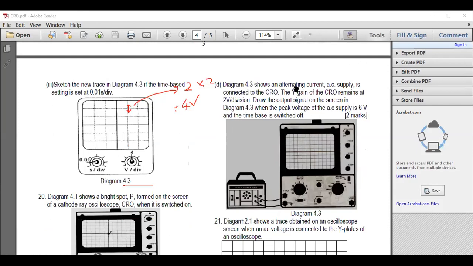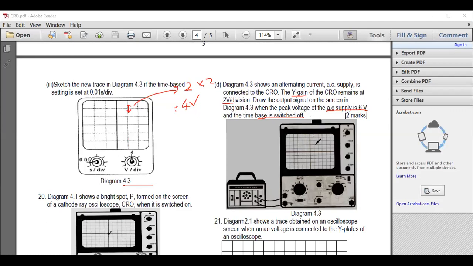Diagram 4.3 shows an alternating current. AC supply is connected to the CRO. The Y gain of the CRO remains at 2 volt per division. Draw the output signal on the screen in diagram 4.3 when the peak voltage of AC supply is 6 volt. Sekarang kamu sambung kepada AC supply 6 volt. Okay, and then the time base is switched off. Okay, ingat kalau AC dia mesti turun naik, turun naik, turun naik. If the time base off, very simple lah.